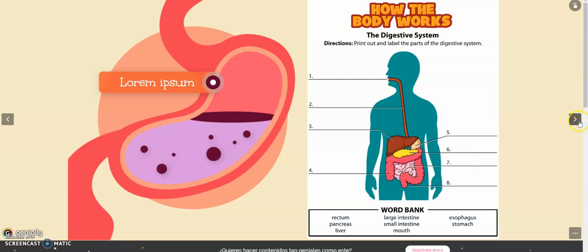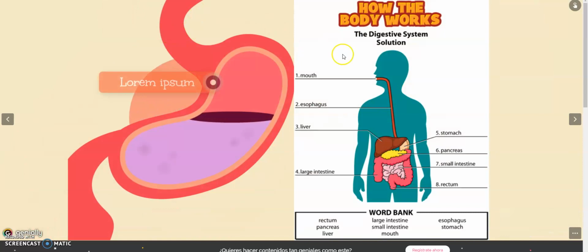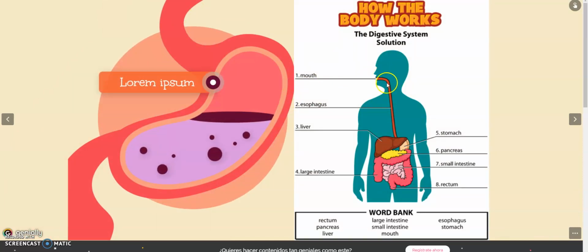As I frequently do, I am going to show you the answers of the activity. We start with the mouth. The mouth is here. This is called the esophagus. And then the brown organ in this part is the liver. This one is the stomach, and the yellow one is the pancreas. Then we have two types of intestines, the large one, which is this one, very thick, and the thin one, which is the small intestine. And finally, the rectum. Okay?